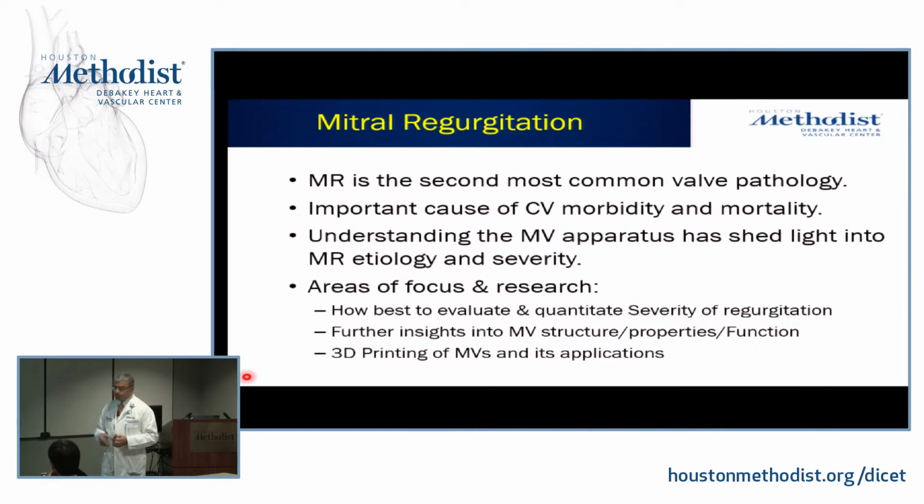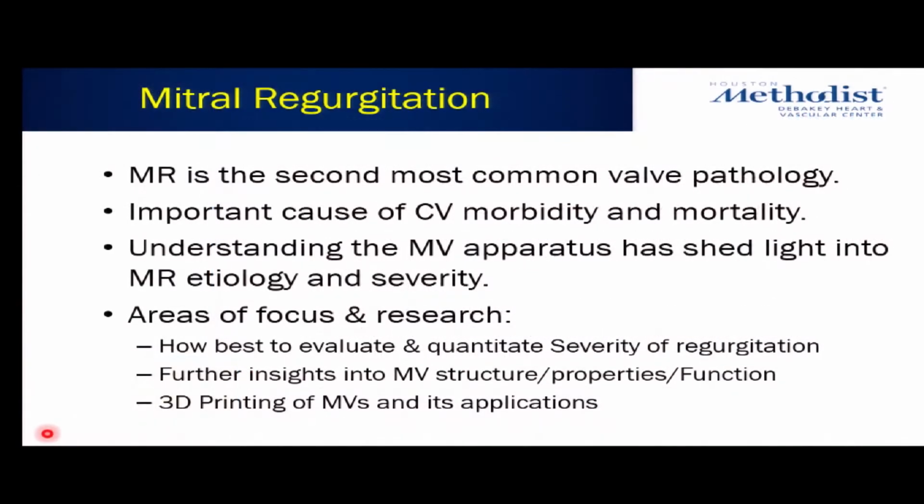So we're going to focus on the mitral valve. Yes, if you look at the aortic valve, that's number one, but the mitral valve, particularly mitral regurgitation, is among the most common disorders. Comorbidities, outcome, it affects pretty much quite a bit of the cardiovascular spectrum. And these are our current areas of research.